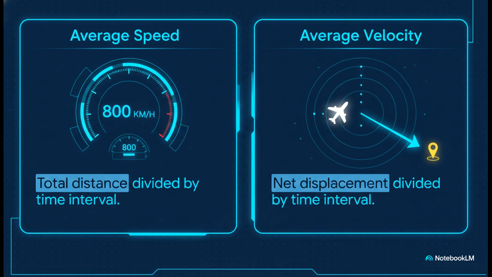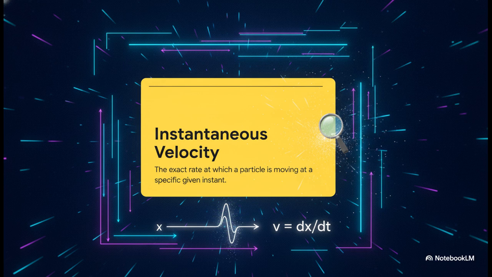You wouldn't want air traffic control to just know a 747's speed. They desperately need its velocity so they know if the plane is flying toward the runway or away from it. But average velocity only tells us the broad story of a trip. What if we want to know how fast you're moving right at this exact second? For that, we use instantaneous velocity.